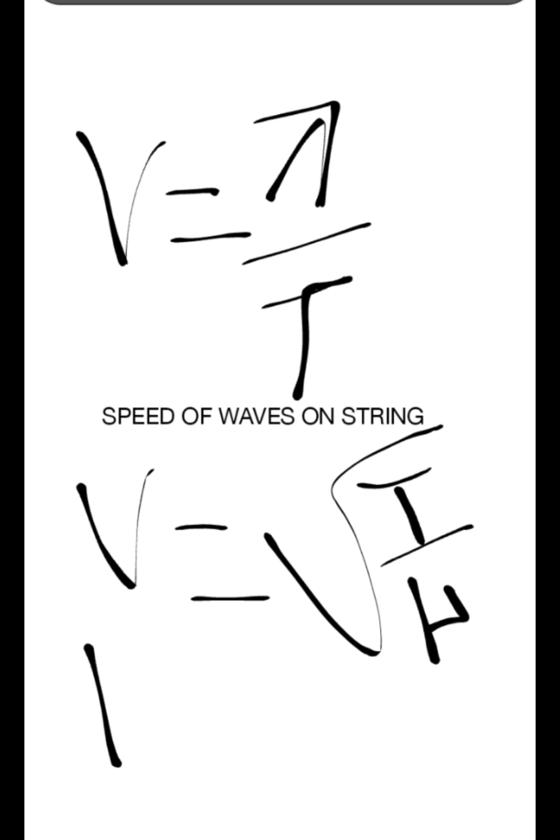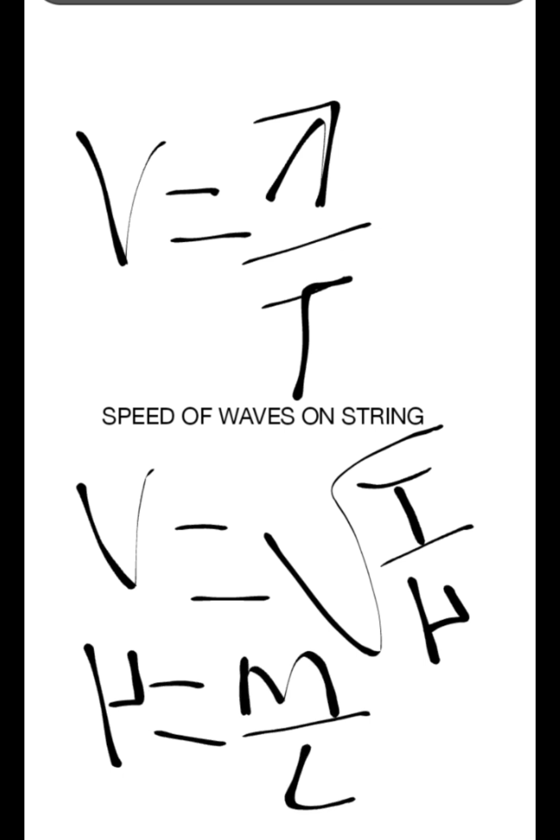Let's try to do an example. So this example goes like this. A string of length 2 meters and mass 0.04 kg has a 5 kg mass suspended from one end. Find the speed of transverse waves. What we should find first is the tension. We just know that this string has a length of 2 meters and mass of 0.04 kg.